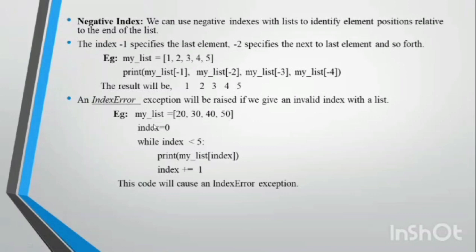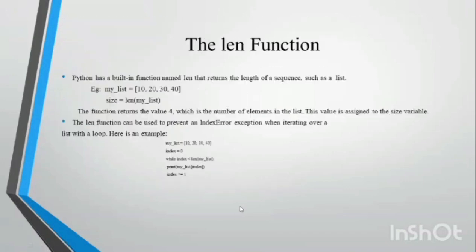First we are declaring my list, specifying a list of 4 elements: 20, 30, 40, 50. Next we are specifying the index equal to 0 variable. Next we are using the while loop to print the elements. But here we are giving less than 5, but we have 4 elements only. We have to give the index as 4, but we are giving 5. So this will cause an index error exception.